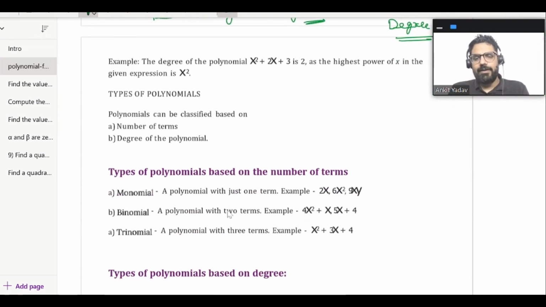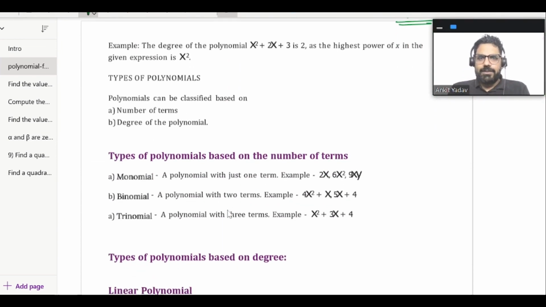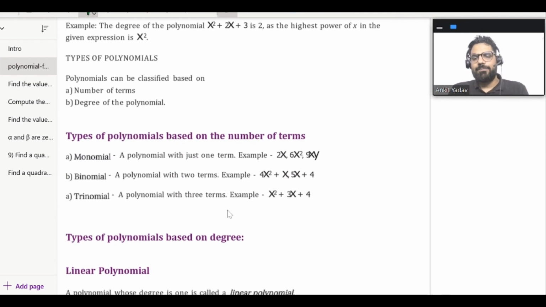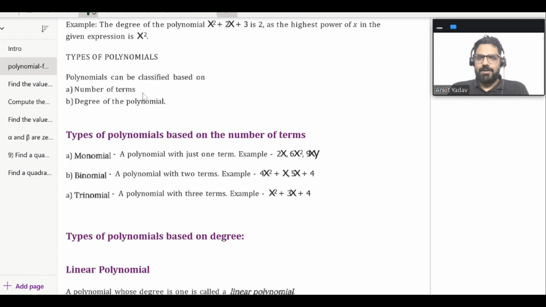Now let's study the types of polynomials. Basically we classify polynomials on two bases: the number of terms and the degree of the polynomial. First, let's go for the types of polynomials based on the number of terms. I have already told you that terms are always separated by either a positive or negative sign. If there is multiplication in between, that won't be different terms, right?